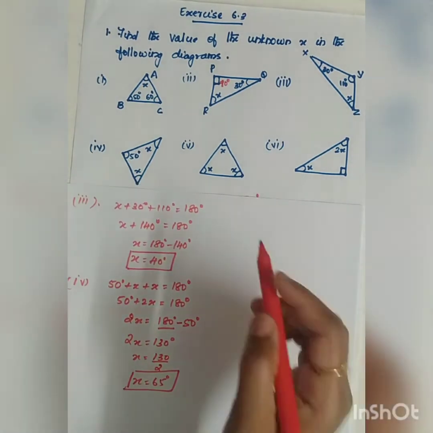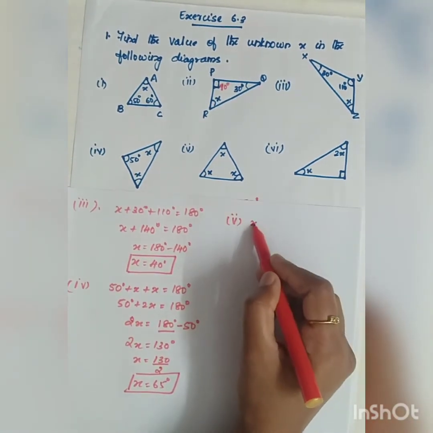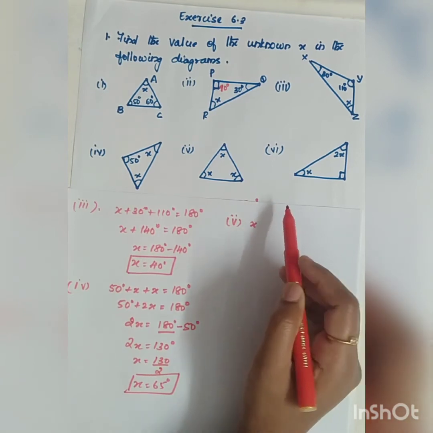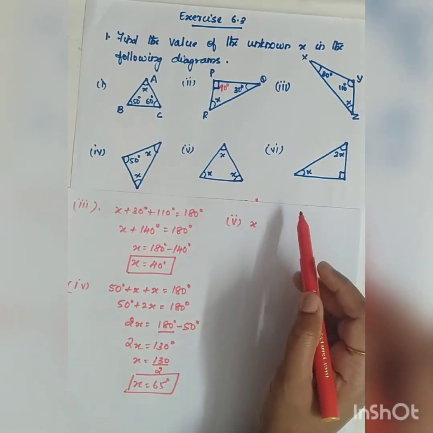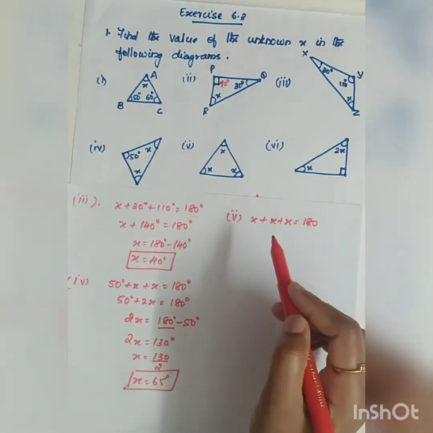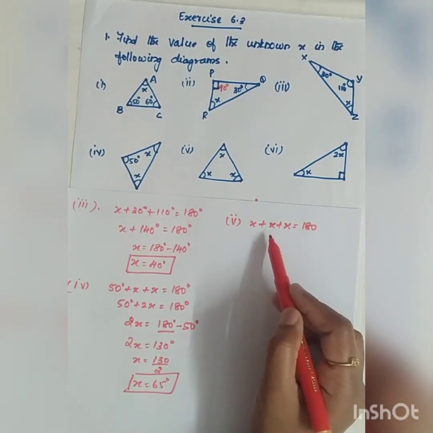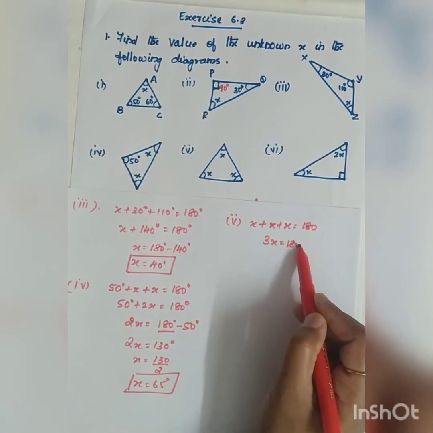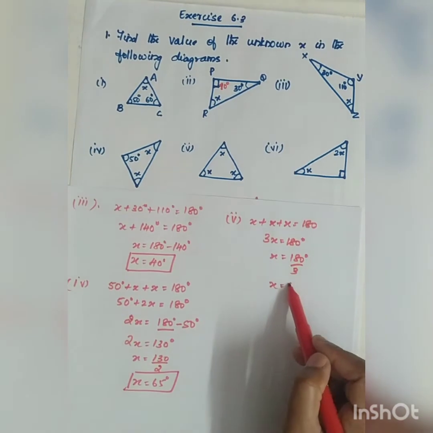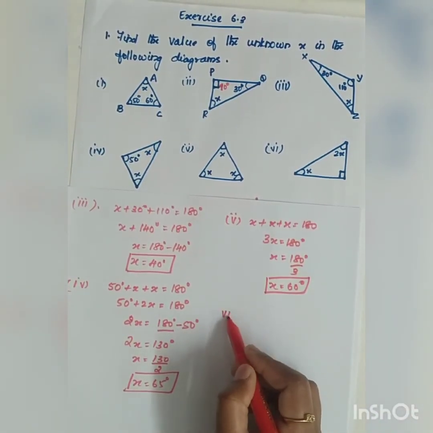What about the fifth question? In the fifth question, see carefully, we have 3x, right? We know that if the sum of three equal angles is 180 degrees, each angle will be equal to 60 degrees. We can write it and get the value also. So 3x is equal to 180 degrees. So x is equal to 180 degrees divided by 3, which is equal to 60 degrees. So it's just proved. Now you have the final question.